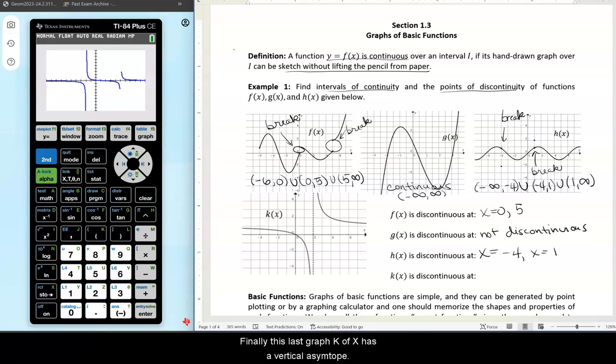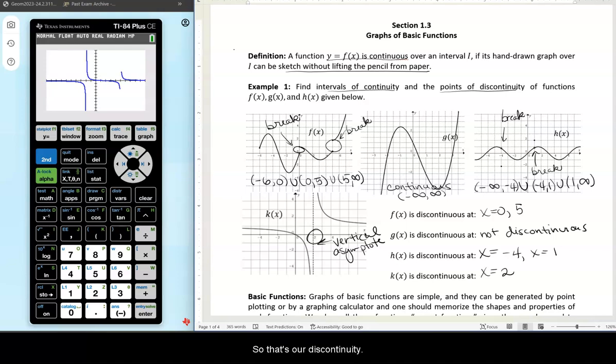Finally, this last graph, k of x, has a vertical asymptote. That's a place where the domain does not exist, and it generally happens in this class when we divide by 0. This vertical asymptote happens at x equals +2.